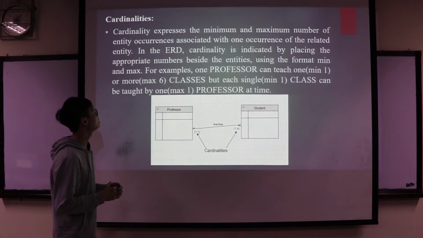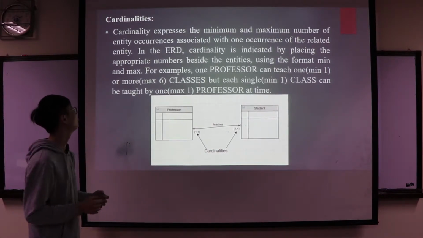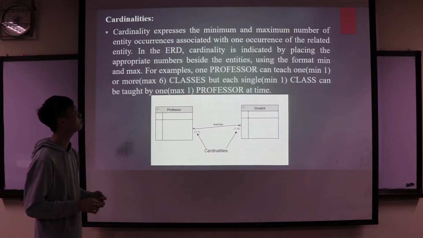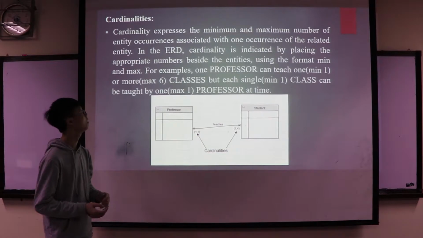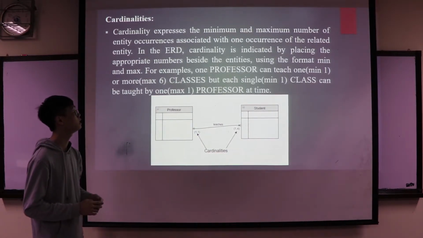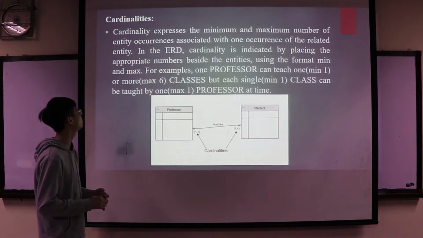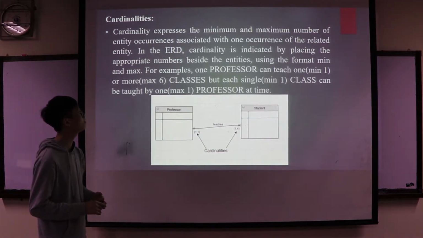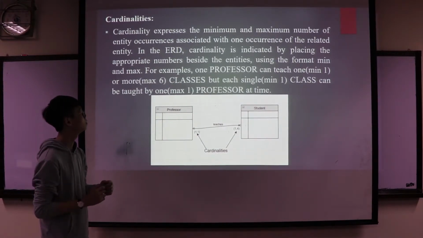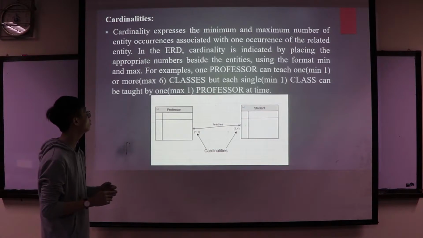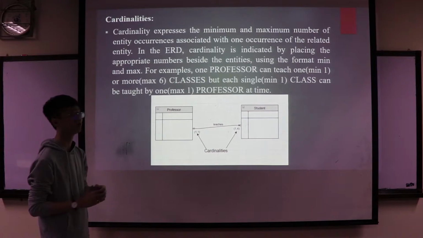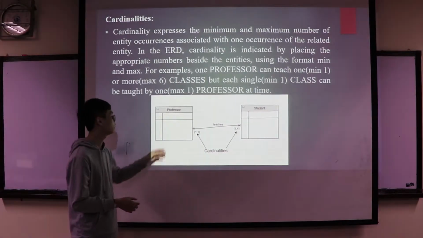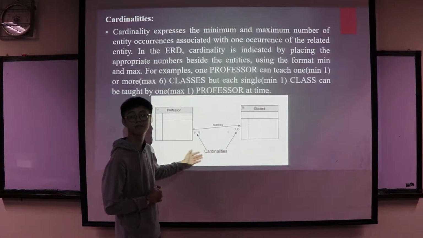The cardinalities express the minimum and maximum number of entity occurrences associated with one occurrence of the related entities. In the ER diagram, cardinality is indicated by placing the appropriate number beside the entities using the format min and max. For example, one professor can teach one or more classes, but each single class can be taught by one professor at a time. This diagram shows the cardinalities.